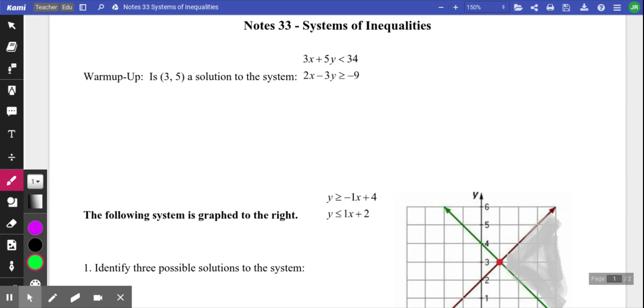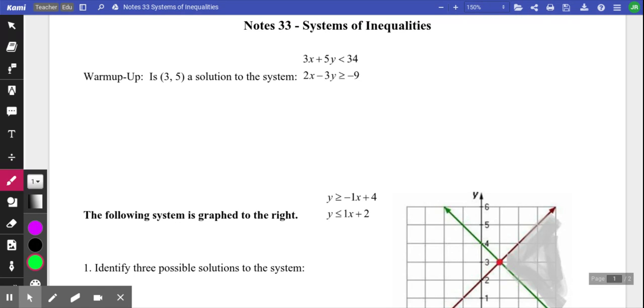Hello again. Today we are going to work with systems of inequalities, which is our last lesson of the first semester of Algebra 1. Before we begin on actually getting into solving these by graphing, let's do a little warm-up and make sure that we are good with determining whether or not we have an ordered pair that is a solution.